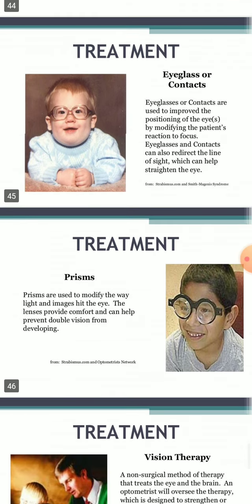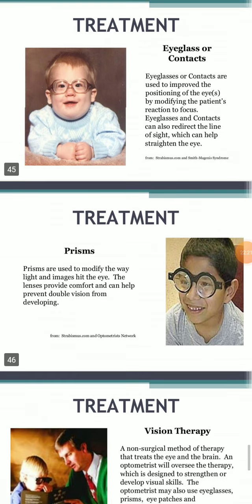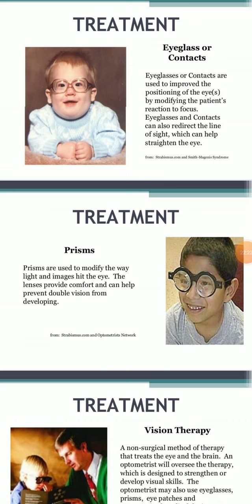Treatment. Eyeglasses or contacts. Eyeglasses or contacts are used to improve the positioning of the eye by modifying the patient's ability to focus. Eyeglasses and contacts can also redirect the line of light, which can help strengthen the eye.